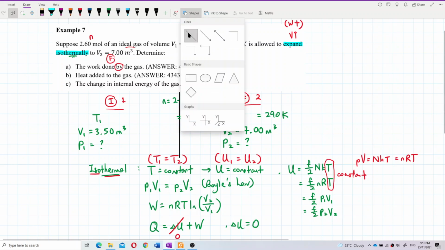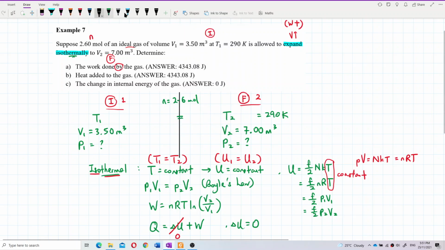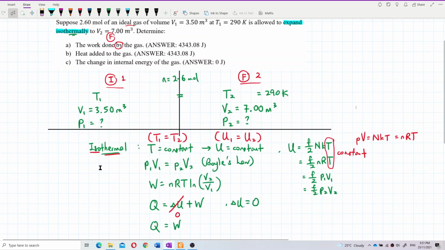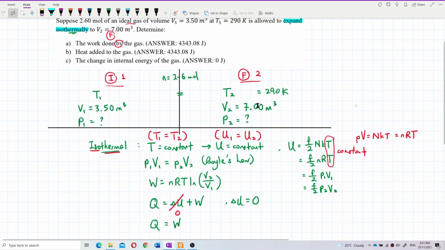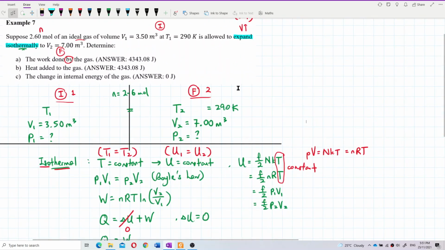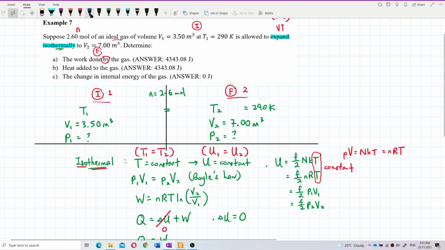I think you all know all this. You can continue and try the question. Let me show you step by step. How to find the work done by the gas? Let's start with question A. Work done by the gas in this isothermal expansion: the formula is work done nRT ln V2 over V1.